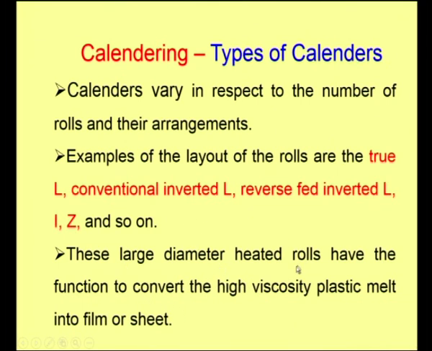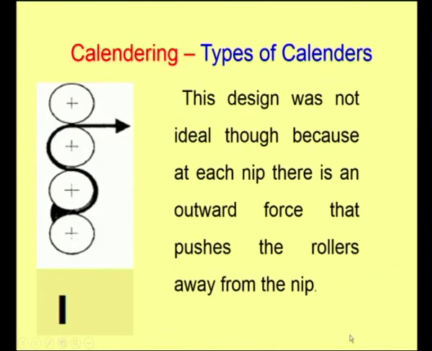These large diameter heated rolls will be heated as well, to supply heat energy to the polymeric system to get converted from the solid form to the sheet form. They have the function to convert the high viscosity polymeric melt into film or sheet. I will look into the types of calendar one by one.